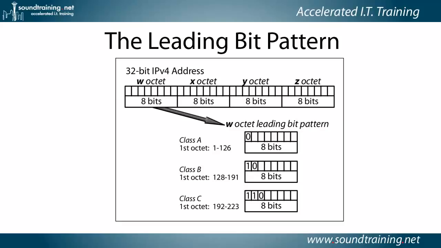A Class B, the first 2 bits are always 10, which mathematically would give us a first octet value of 128 through 191 inclusive, couldn't be anything else. And for a Class C, the first 3 bits are always 110, which gives us a first octet value of 192 to 223 inclusive. Again, can't be anything else.